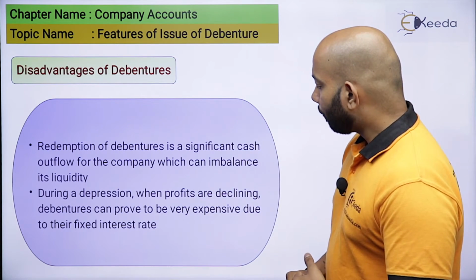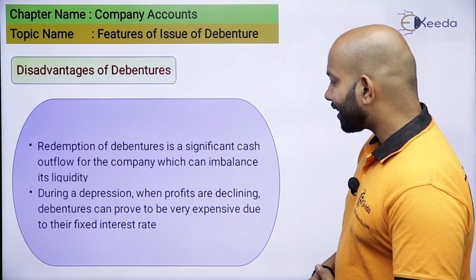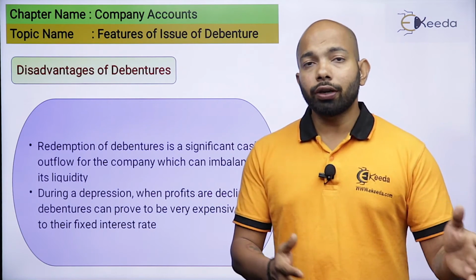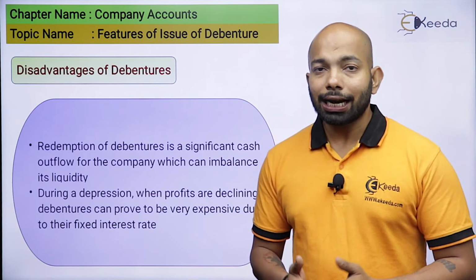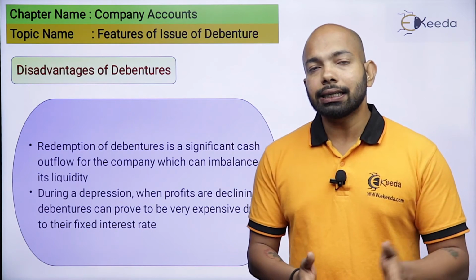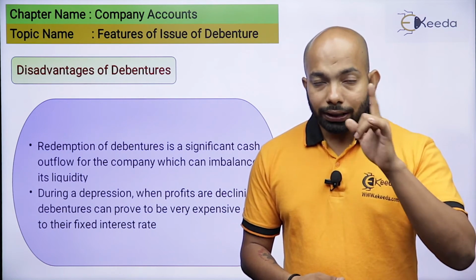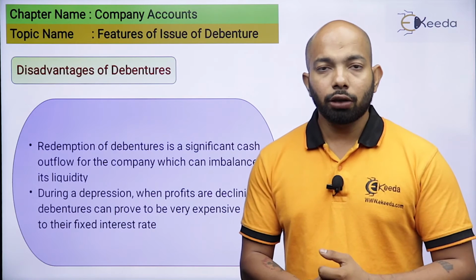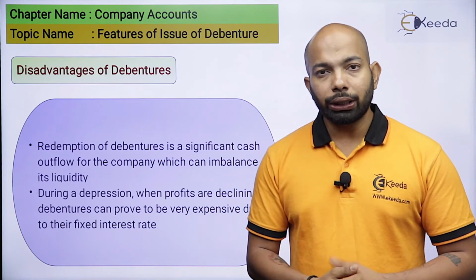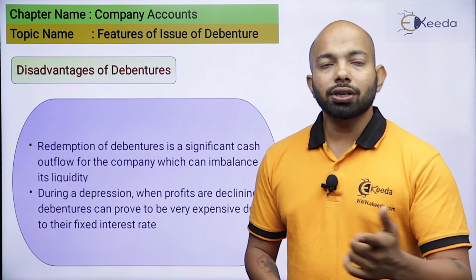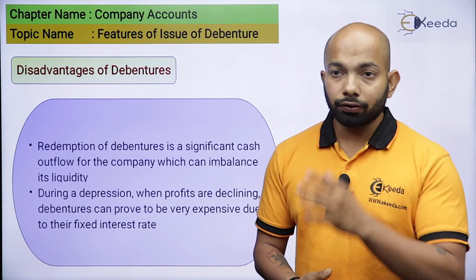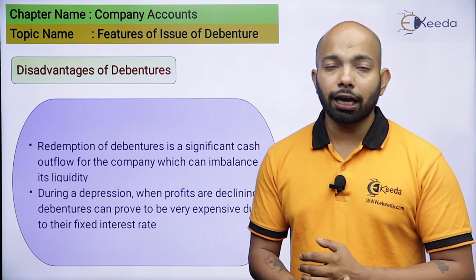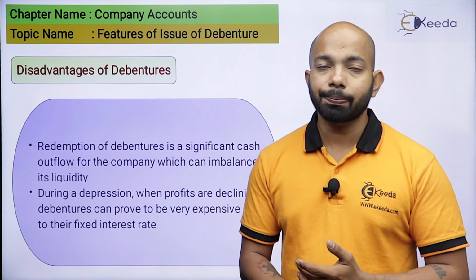During a depression, when profits are declining, debentures can prove to be very expensive due to their fixed rate of interest. Earlier we discussed how inflation can help you get debentures at a lower effective rate because the interest is fixed. But the same thing can be harmful if there is deflation, where market interest rates are going down, but as you have a fixed rate of interest, you still have to pay that much no matter if the market is paying less. Hence, this is the disadvantage we have when it comes to deflation and inflation of a specific fund.